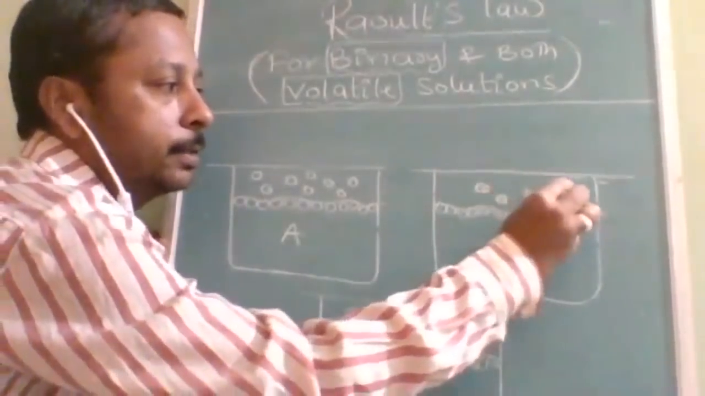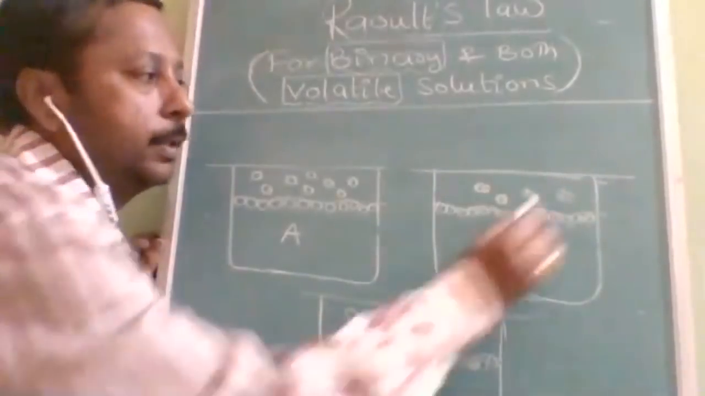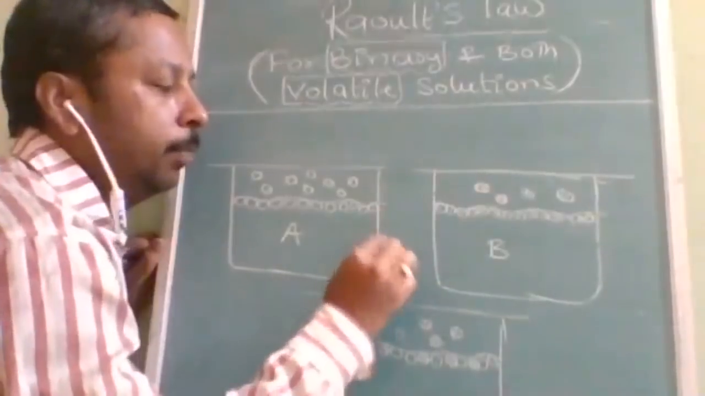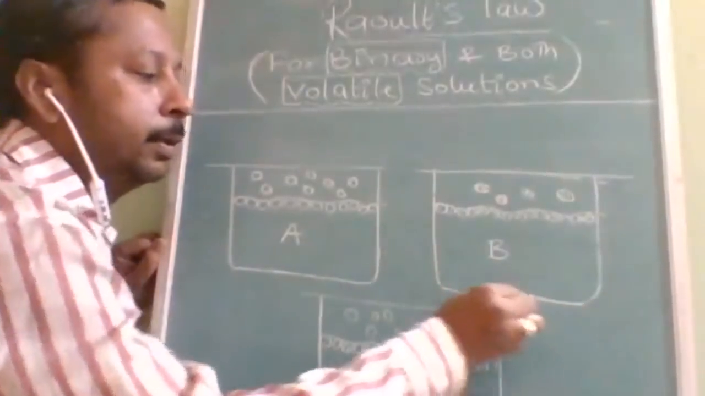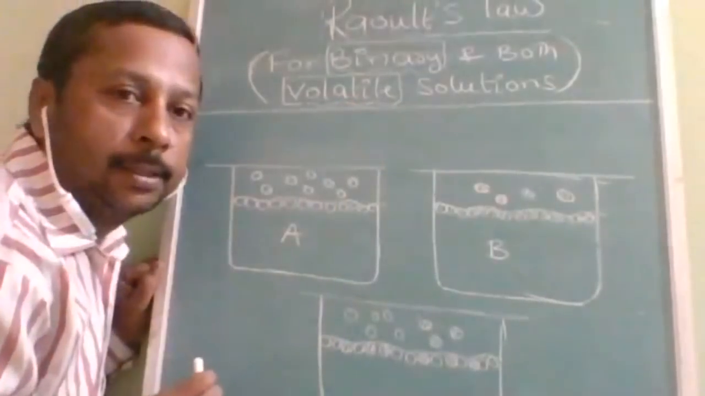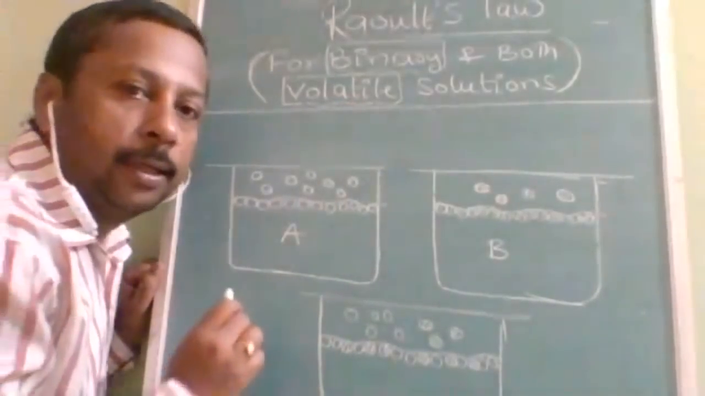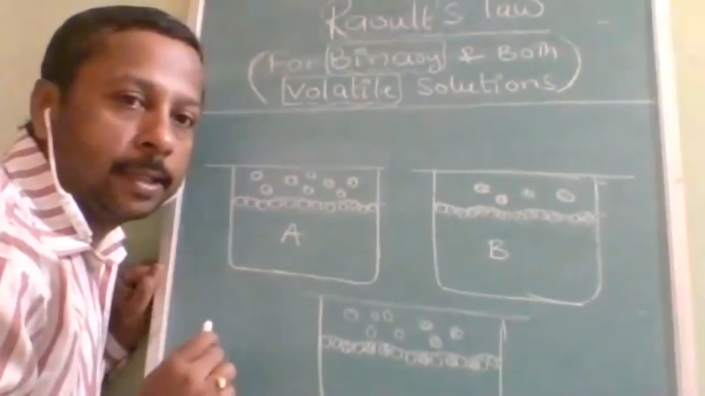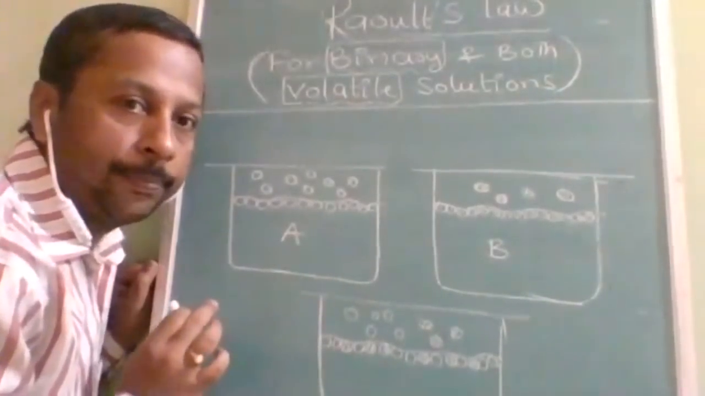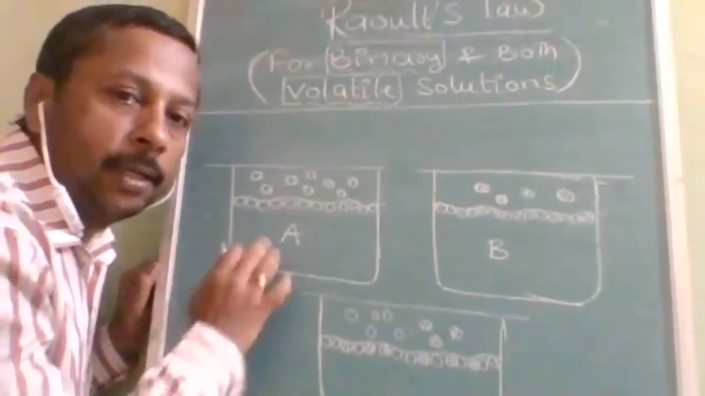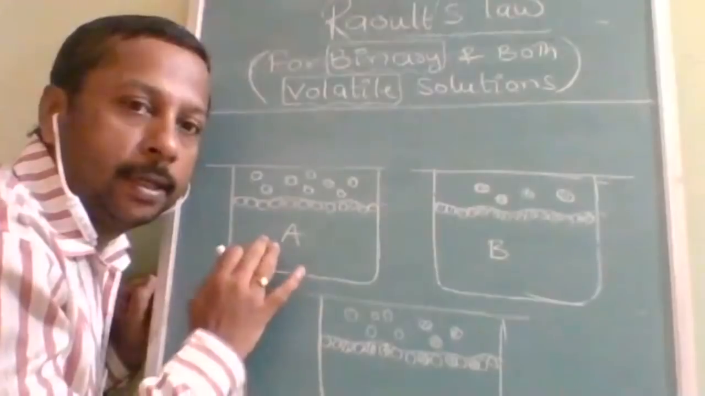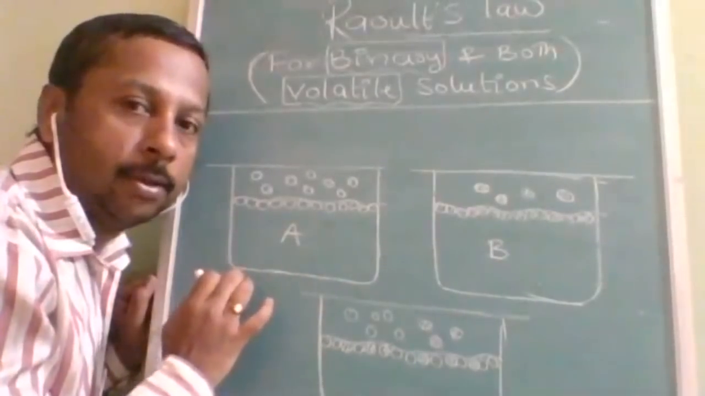These are the dashed circles, so that represents component B. Both A and B are liquids and both are volatile. Volatile means which can be converted into a gaseous state on its own at room temperature. Non-volatile means which cannot evaporate from the liquid state into the gaseous state at room temperature.